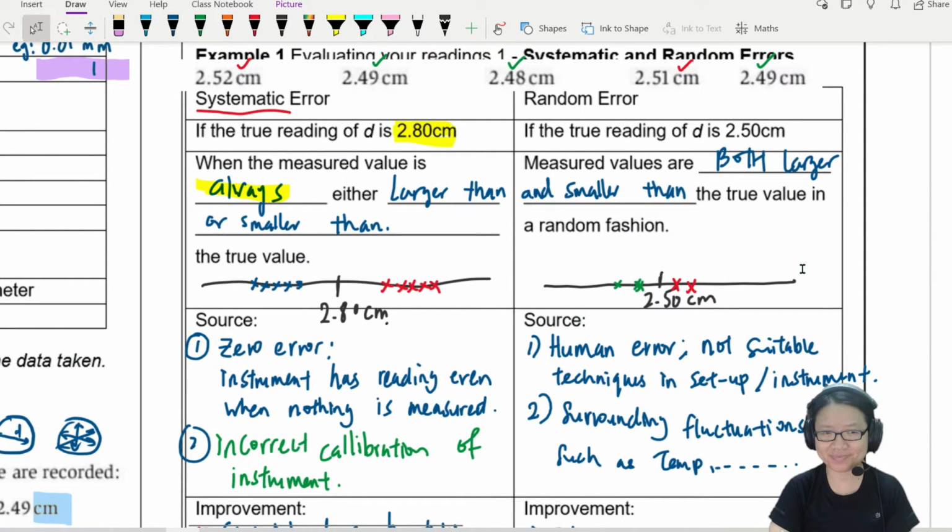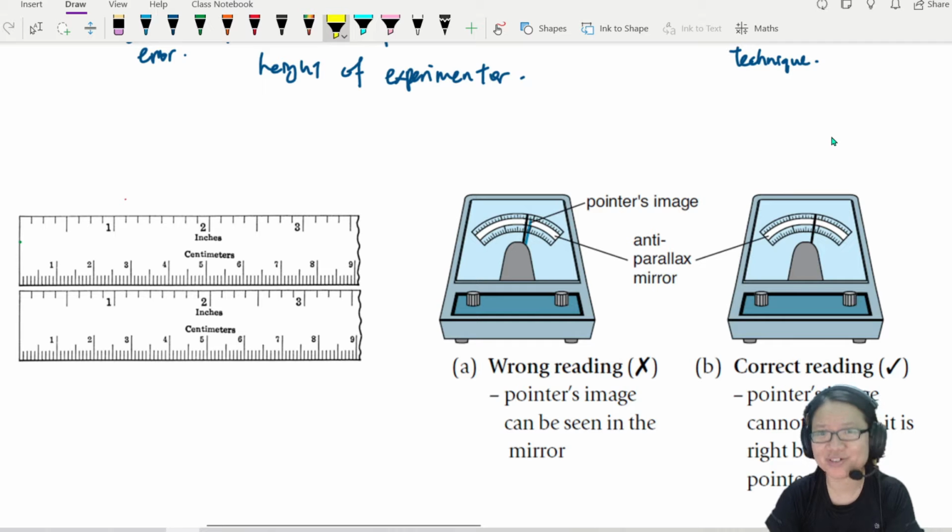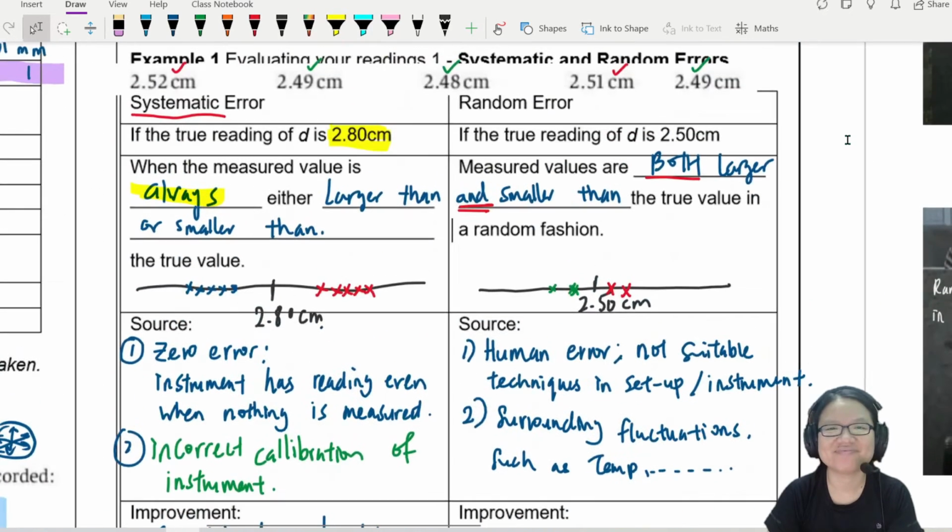Okay, so the only thing that differentiates systematic and random error is the spread. If the spread is only on one side, systematic. If it's on both sides, random. If the reading is always larger than or always smaller than, systematic. If it's both larger than and smaller than, then that would be your random error. Okay, so that's how you differentiate. Everything else, please read the question and interpret it.